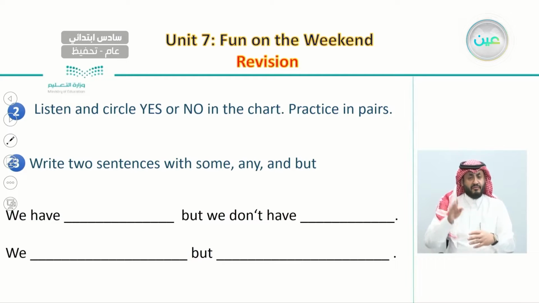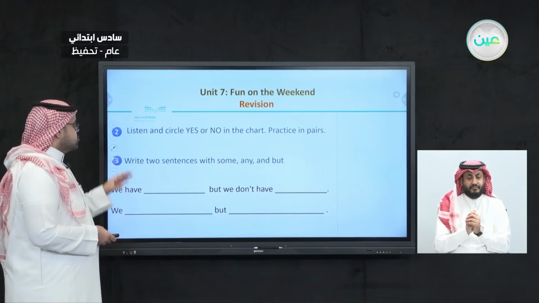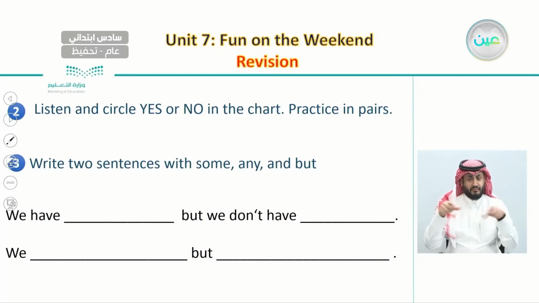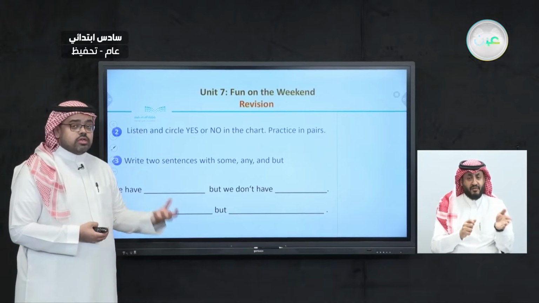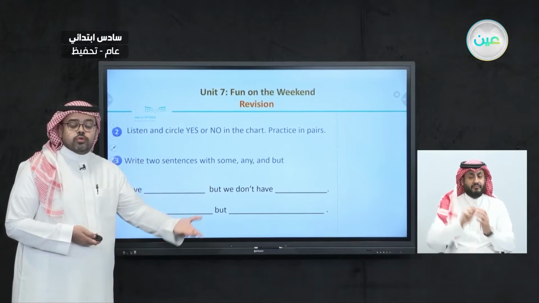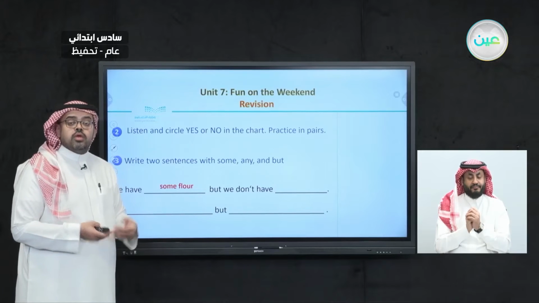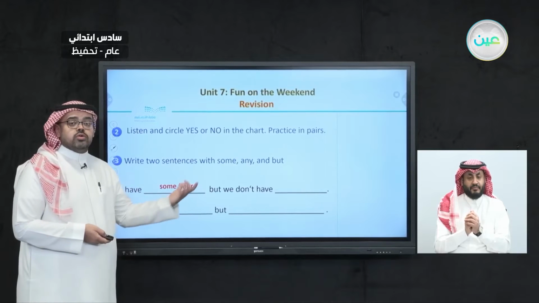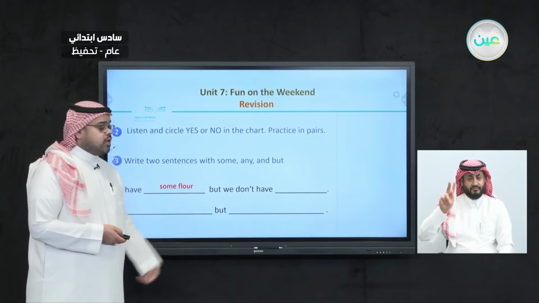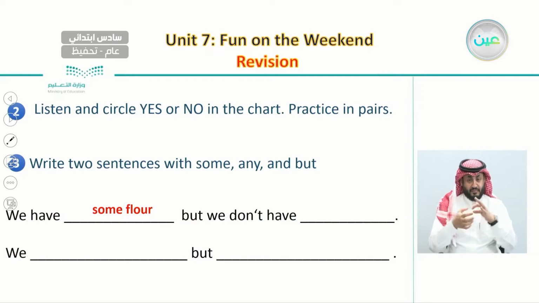And this is where exercise 3 comes in. In exercise 3, I asked you to write down 2 sentences with some, any, and but. And I said that when you have something, or some of the ingredients that you want for making this food, then you can use the phrase we have. We have some flour. We have some tomatoes. We have some oil. And also, if you don't have, then you can start a new clause with but. But we don't have any oil, for example.